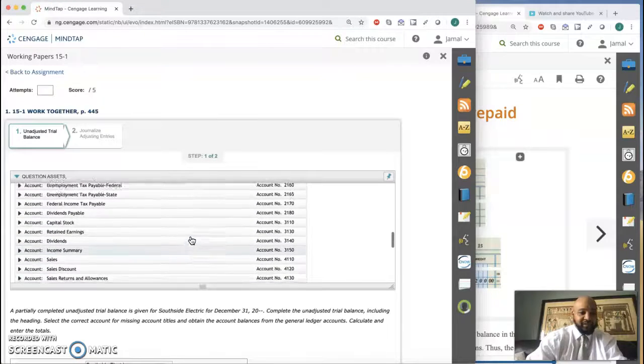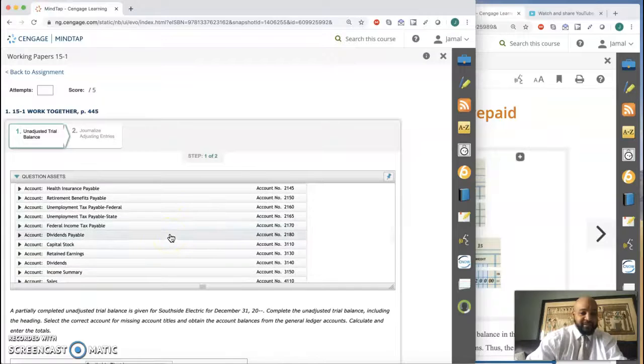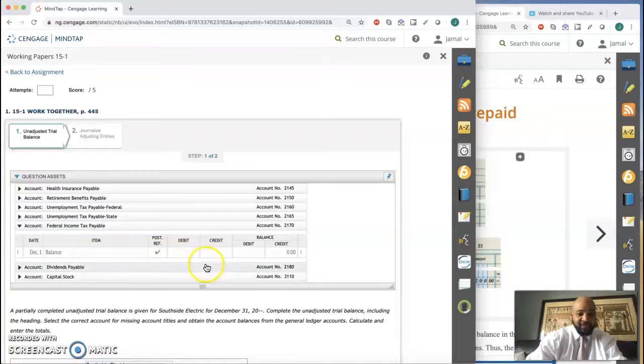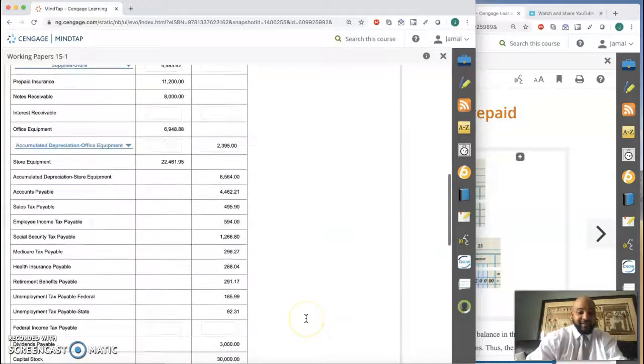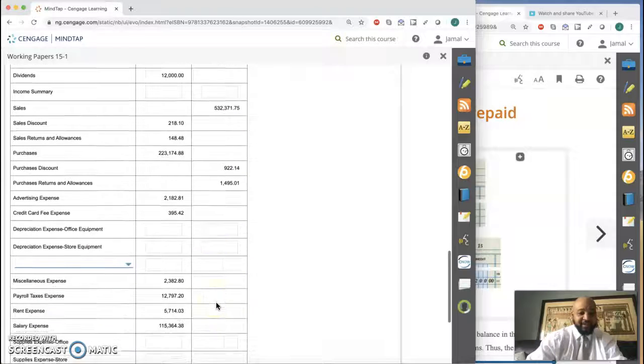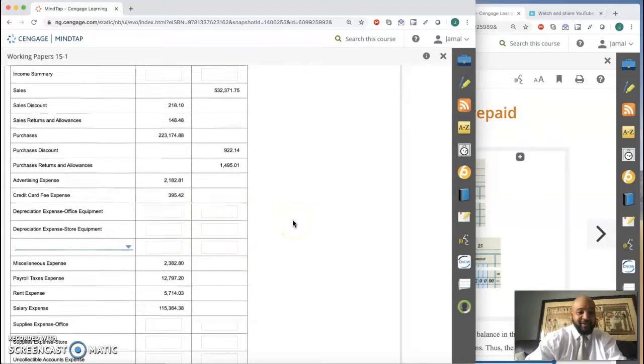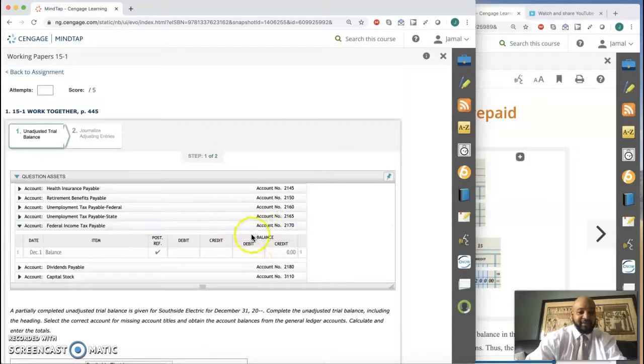Find our payables. They should be a little bit higher. Here we go. Unemployment tax payable, federal income tax payable. There we go. It has a zero balance. That makes that easy. Federal income tax payable. Income summary is a temporary account. Doesn't have a balance. Depreciation expense, office equipment.